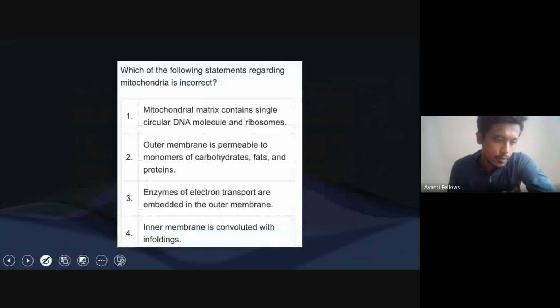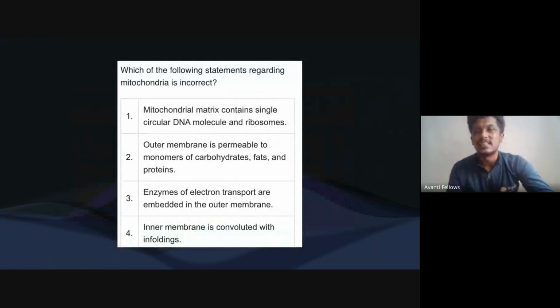Okay, so do we have one more? Yeah. Which of the following statements regarding the mitochondria is incorrect? Mitochondrial matrix contains single circular DNA molecule and ribosomes. Outer membrane is permeable to monomers of carbohydrates, fats, and proteins. Enzymes of electron transport are embedded in the outer membrane. Inner membrane is convoluted with infoldings. So which of the following regarding mitochondria is incorrect, students? Just look at it. What do you think? It's a very simple question, isn't it? It should be.